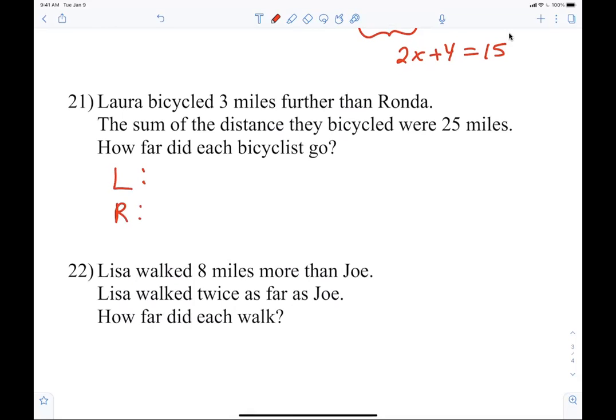So now tell me, Laura X plus 3, you are great, girl, and then Rhonda just X. That is correct. And then I did X plus X plus 3 equals 25. Wow. And then the answer is 2X plus 3 equals 25. You are amazing, kiddo. That was very good. Easy. Hopefully you feel that way.